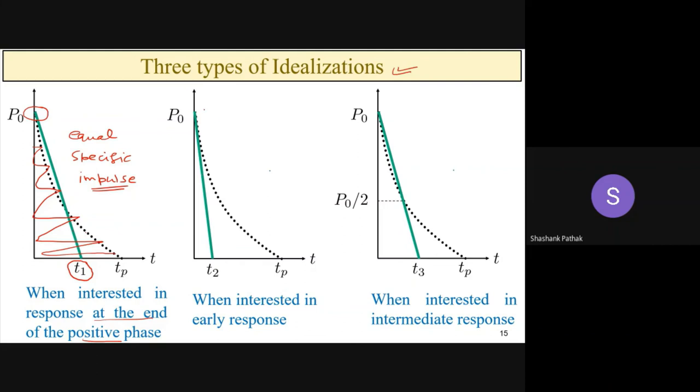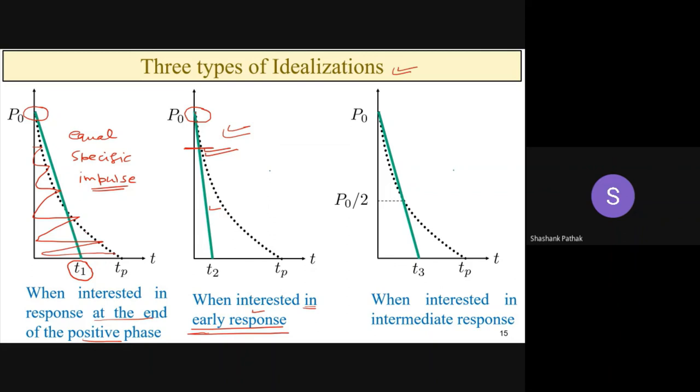In the second case, the first condition is that we keep the same equivalent pressure, and the second condition is that the linear curve is tangent to the exponential curve. If you see very carefully, the linear curve and the exponential curve are the same till this particular point. So if you use the green curve in calculating the structural response, this will give you a correct idea of the early response.